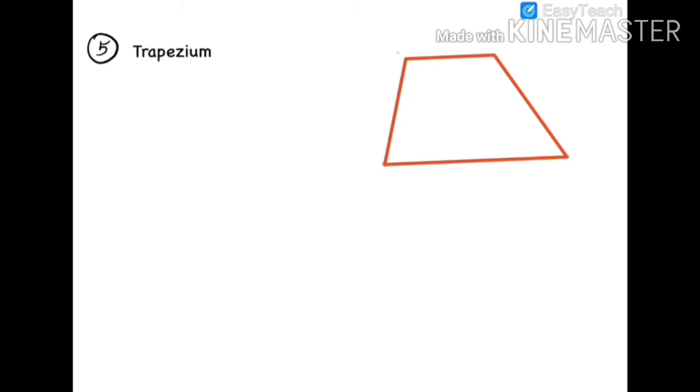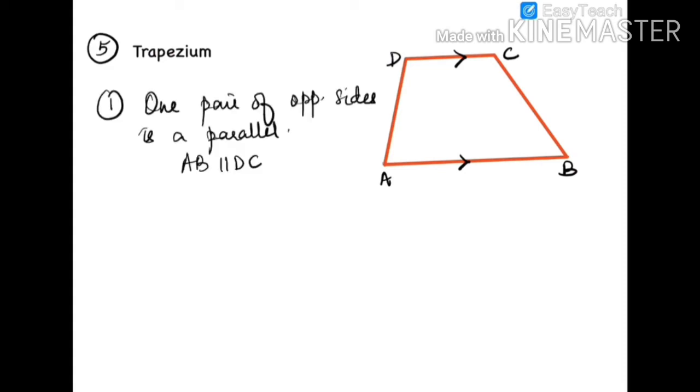This type of quadrilateral in which we have one pair of opposite sides parallel is called a trapezium. So in quadrilateral ABCD, we have AB parallel to DC. This quadrilateral is defined only with this property. There are no other properties related to the sides or angles or diagonals.